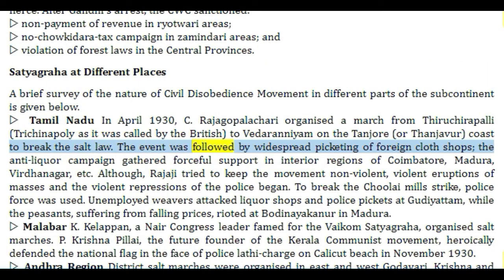The event was followed by widespread picketing of foreign cloth shops. The anti-liquor campaign gathered forceful support in interior regions of Coimbatore, Madura, Virudhunagar, etc. Although Rajaji tried to keep the movement non-violent, violent eruptions of masses and the violent repressions of the police began. To break the Chulai mill strike, police force was used. Unemployed weavers attacked liquor shops and police pickets at Gudiyatam, while the peasants, suffering from falling prices, rioted at Bodinaikanur in Madura.